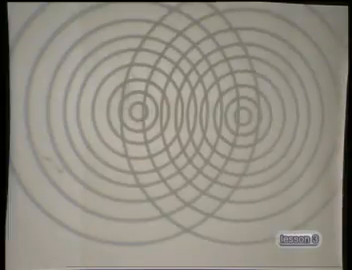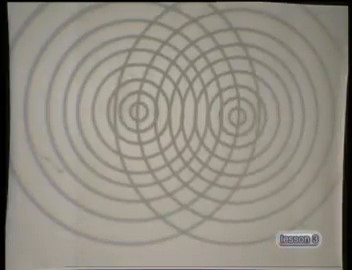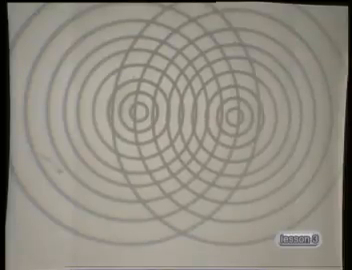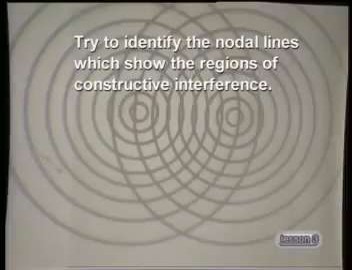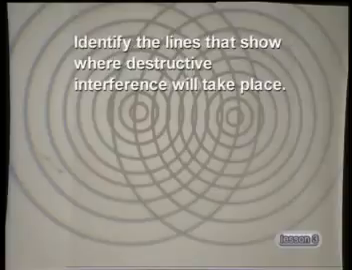Now, for your task today, let's recall the interference pattern that is formed by two coherent sources of water waves. Your task is to represent these three-dimensional water waves using a diagram where you show the wave fronts from each source radiating outwards. You will need to do a careful construction so that the wavelength of the waves is the same between the different wave fronts. Then, on your diagram, try to identify the nodal lines, which show us the regions of constructive interference. Also try to identify the lines that show where destructive interference will take place.